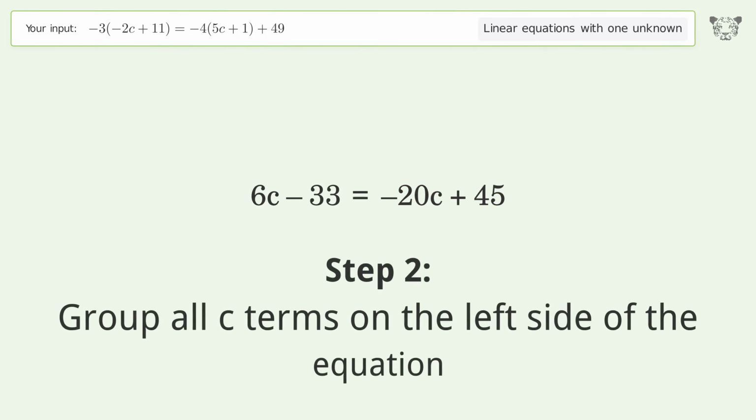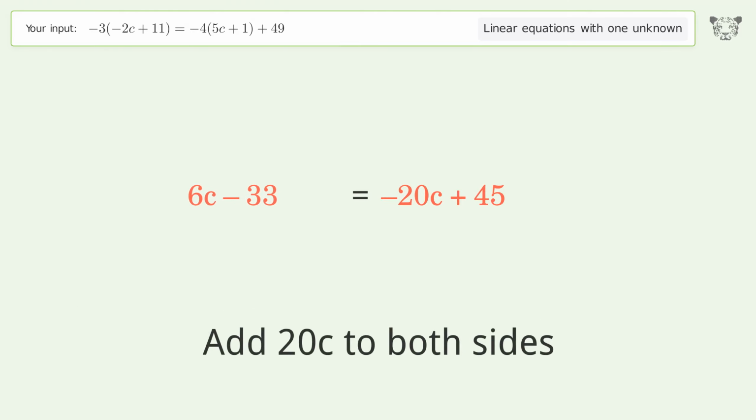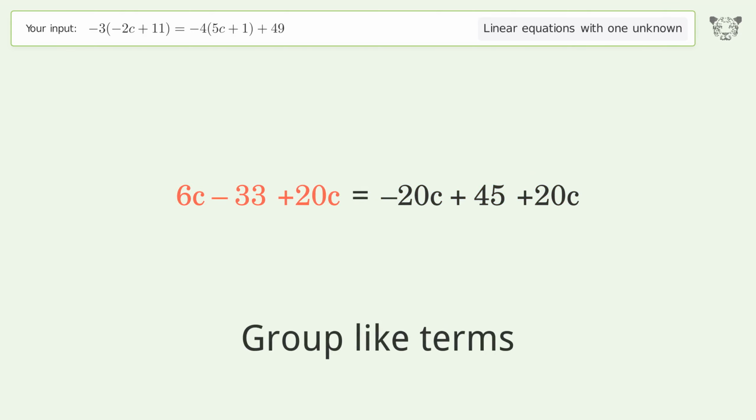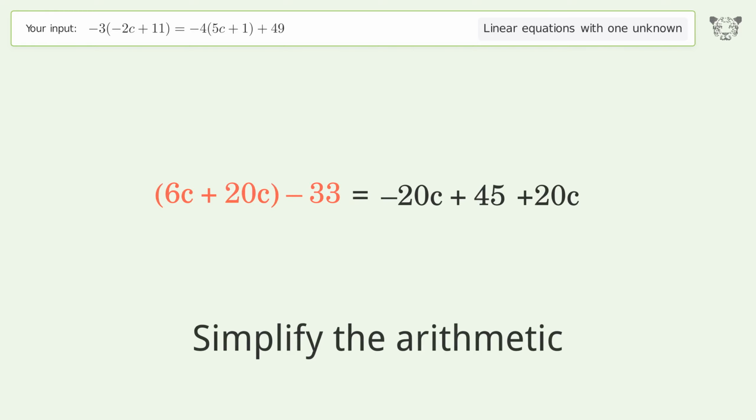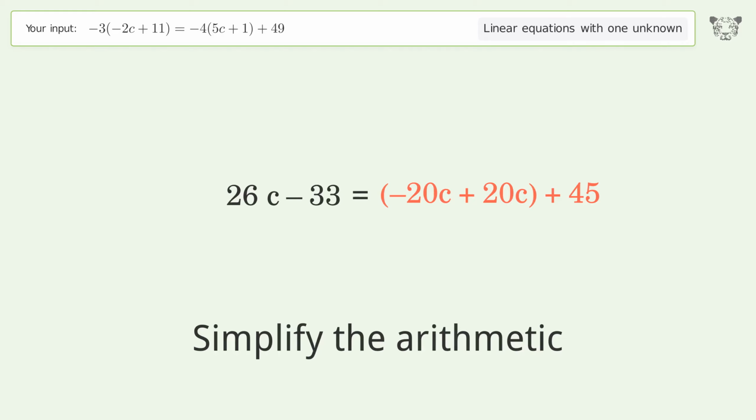Group all c terms on the left side of the equation. Add 20c to both sides. Group like terms. Simplify the arithmetic. Group like terms. Simplify the arithmetic.